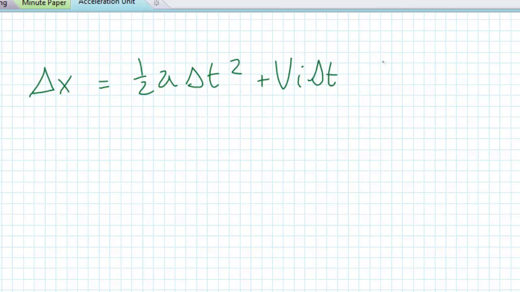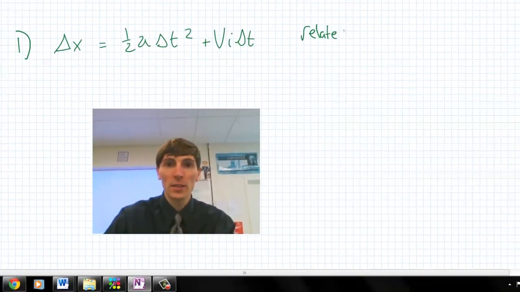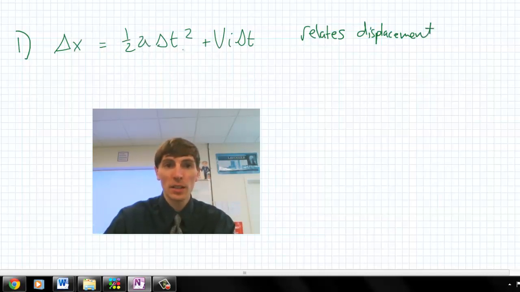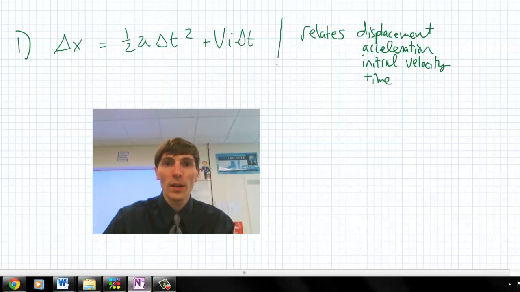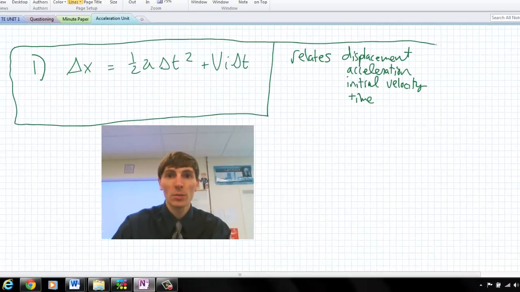How is this useful? It relates which terms? First term is delta x, so it relates displacement. The second variable in there is acceleration. It relates initial velocity. And it relates time. So if I know three of those four things, this is the equation that I can use to solve for an unknown.